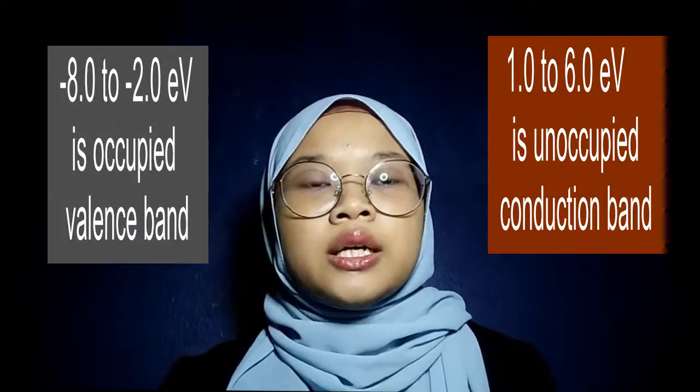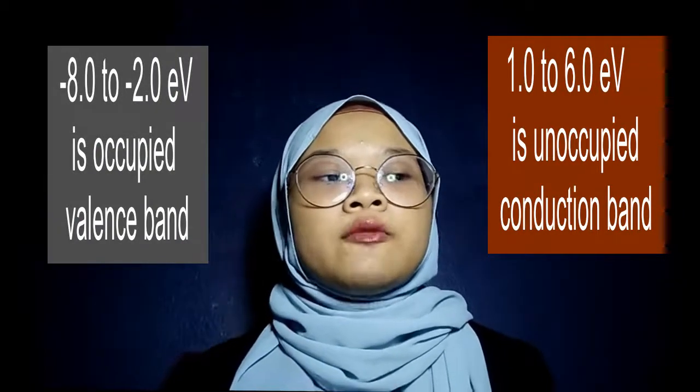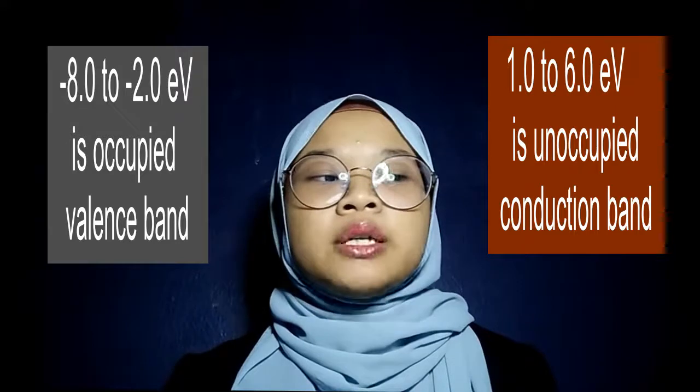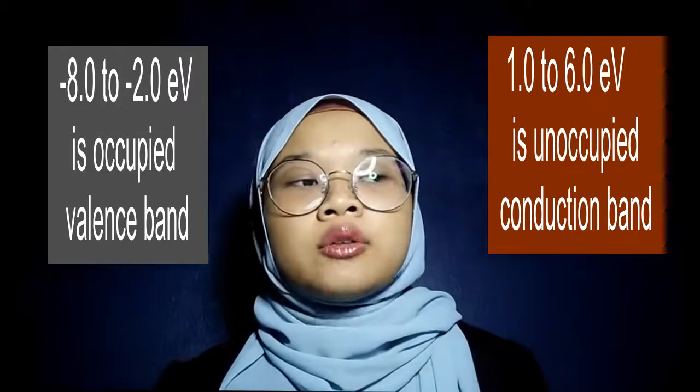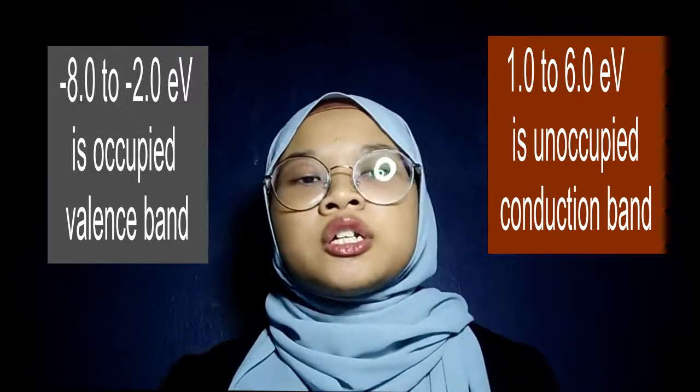The DOS for simple cubic pyrite are symmetric, showing that this material are non-magnetic, which have the peaks from negative 8.0 to negative 2.0 electron volt for the occupied valence band, and the peaks from 1.0 to 6.0 electron volt for the unoccupied conduction band.